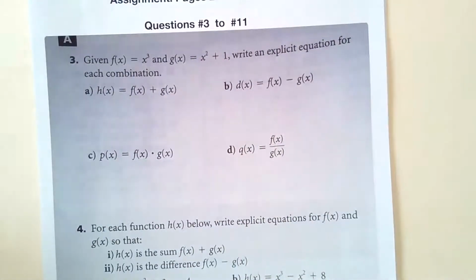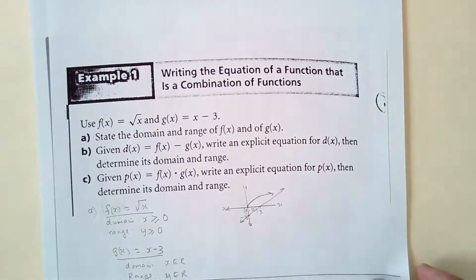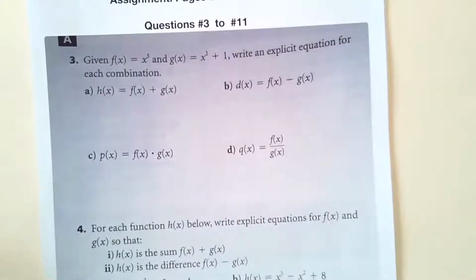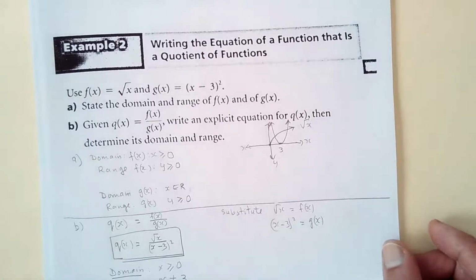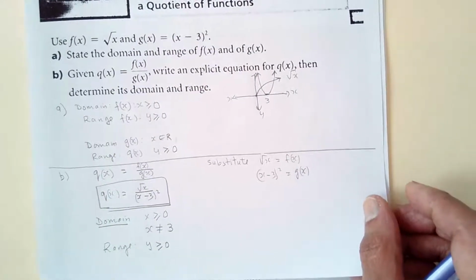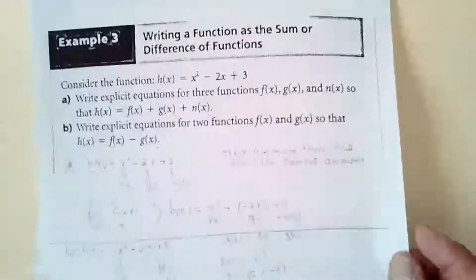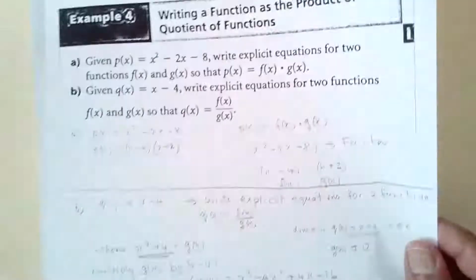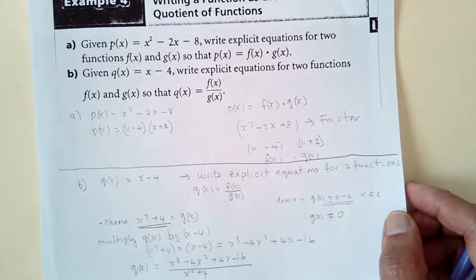And then we looked at a few examples. The first example was writing the equation of a function that is a combination of functions. Then we looked at example 2, writing the equation of a function that is a quotient of functions. And then we looked at the sum or difference of functions. And the final example, writing a function as a product or quotient of functions.